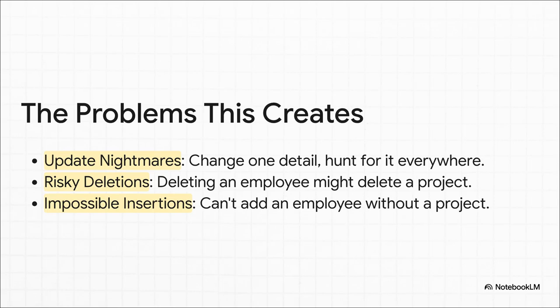So what kind of chaos does this junk drawer actually cause? Well, for starters, you've got update nightmares. Let's say an employee's hourly rate changes. You have to go on a scavenger hunt and edit every single project they're on. If you miss just one, your data is now inconsistent. Then you've got these risky deletions. What if the last employee working on the Starlight project leaves? If you delete their row, you could accidentally wipe out the entire record of the project itself. And get this, you can't even add a new employee to the system unless you first assign them to a project. These problems have a name. They're called data anomalies, and they are the source of so many bugs.